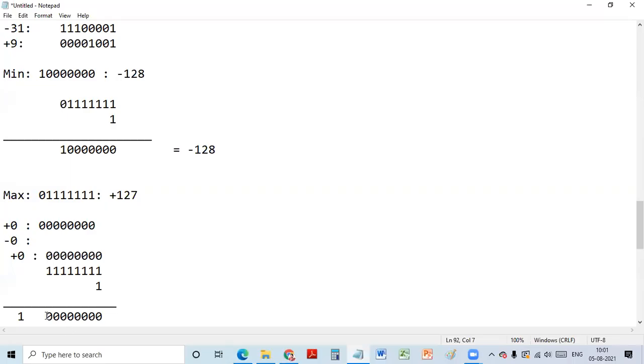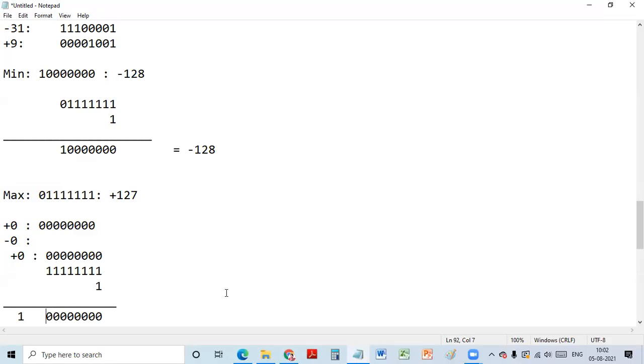So this disadvantage is also overcome in 2's complement form. None of the numbers has double representation. All are uniquely represented in 2's complement way. So this is the best method for representing negative numbers in computers. Any computer uses the 2's complement method of storing numbers for the negative case. Am I clear? Yes, ma'am.